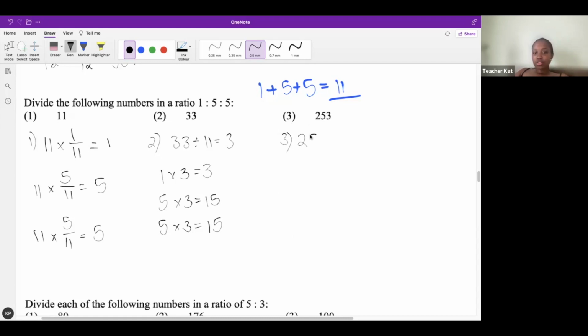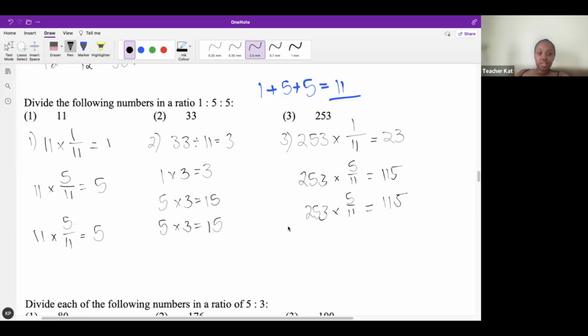Okay, for number 3, I'm going back to method 1. I'm going to say 253 multiplied by 1 over 11. 253 multiplied by 5 over 11. And again, 253 times 5 over 11. Let's get going with this one. 253 times 1 over 11, that is how much? Nice. Thanks, Deborah. We have 23, 115, and 115.